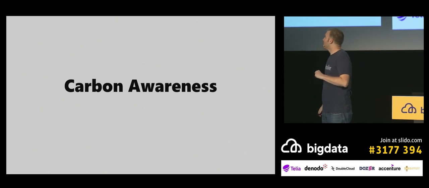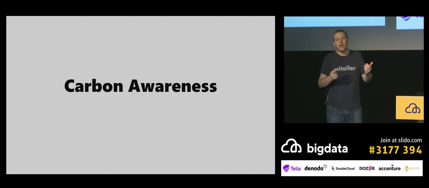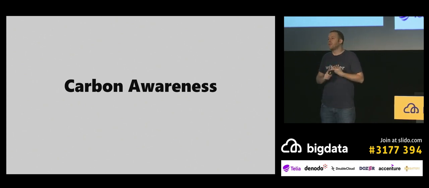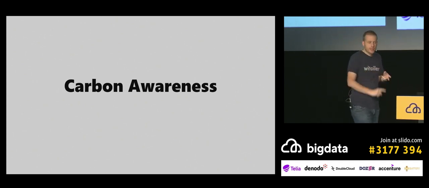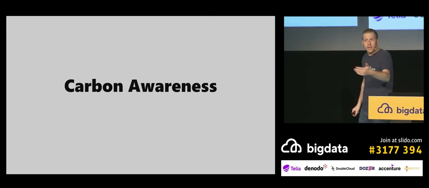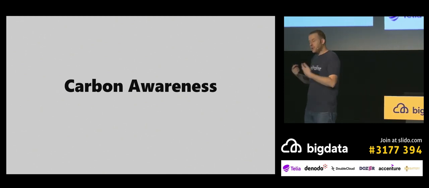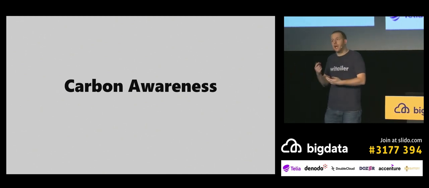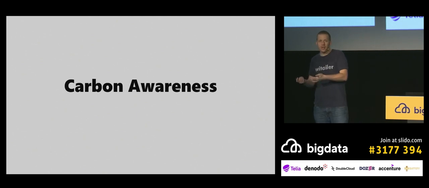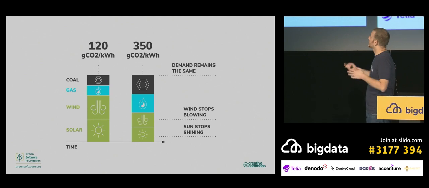And the last part of the three pillars in this session: energy efficiency, hardware efficiency, and carbon awareness. Carbon awareness is about our awareness, not of how to use energy better, but of how the energy has been produced. Okay, let's take a look at this slide.